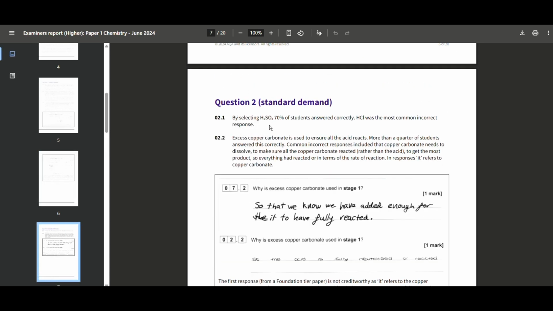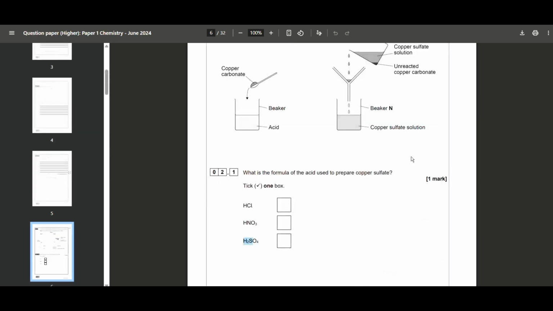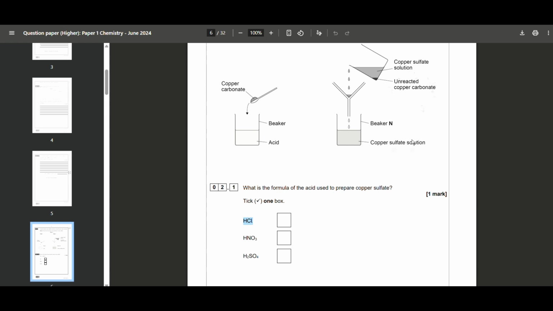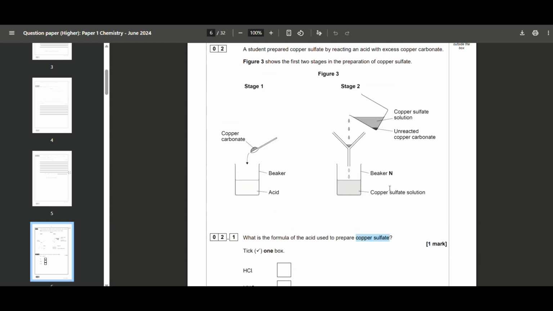What the examiner report tells us is that for H2SO4, 70% of students answered correctly, and hydrochloric acid was the most common incorrect response. Maybe because it's such a common acid in required practicals, and students would have used hydrochloric acid a lot, so maybe that's why they just assumed that this is it, but they did not look at the details in the question itself, which says forms copper sulfate. So that's what the examiner report told us.